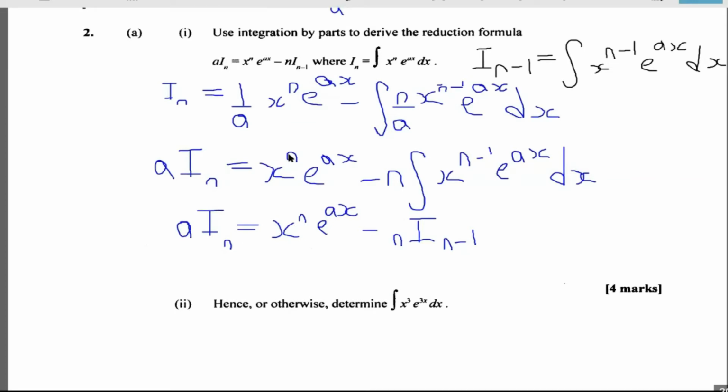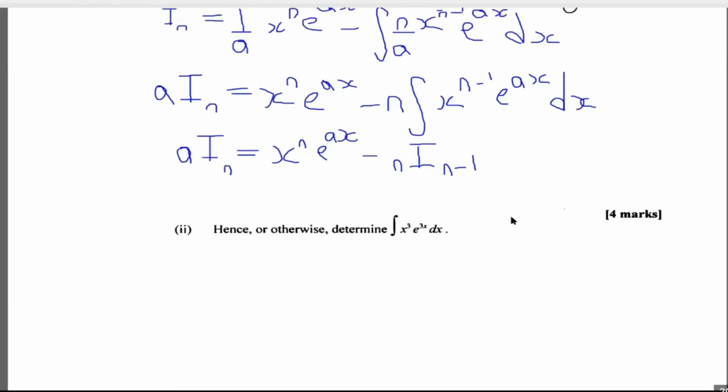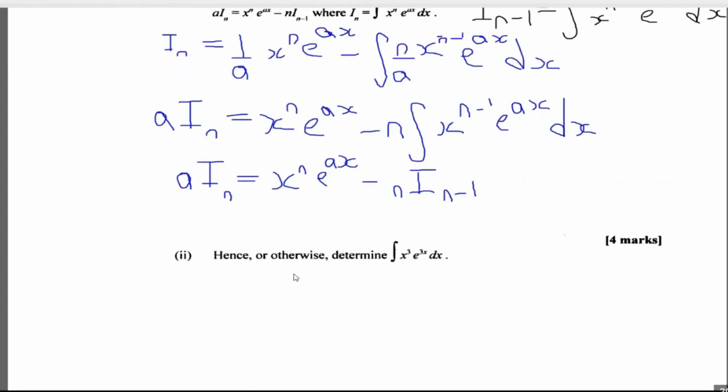And it says hence, meaning use this result. We're going to use this result. All right? So what we're going to do is we're going to let a equal 3. So there's a reduction formula. Let a be equal to 3 and n be 3.